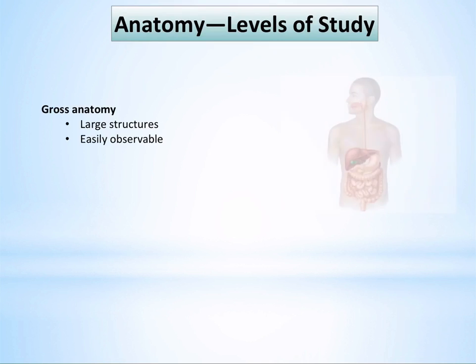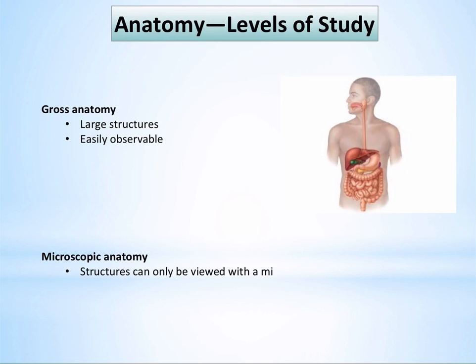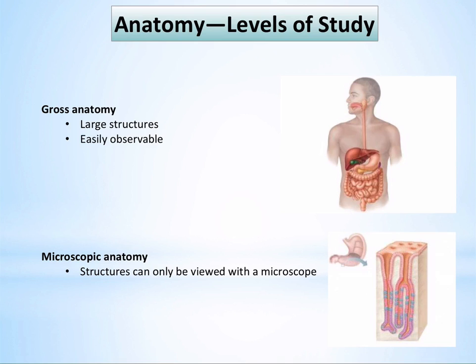Now, we have two levels of study in anatomy. We have gross anatomy, and gross is different in its meaning to the common use of that term. It means those structures that we can see with our own eyes, whereas microscopic anatomy is what we can see through the microscope. And another term for that is histology.